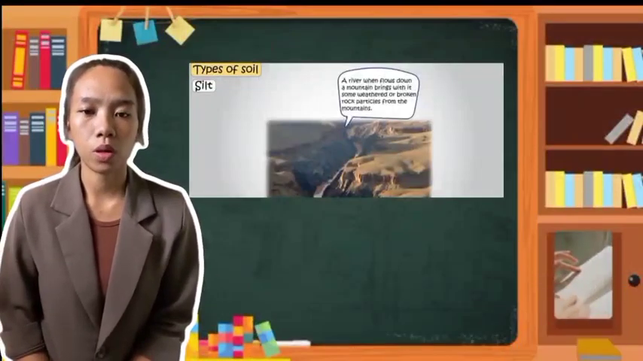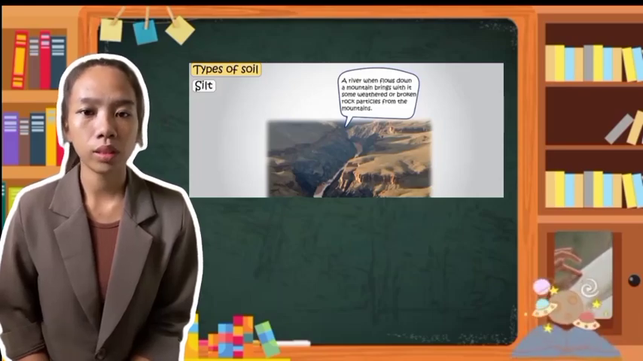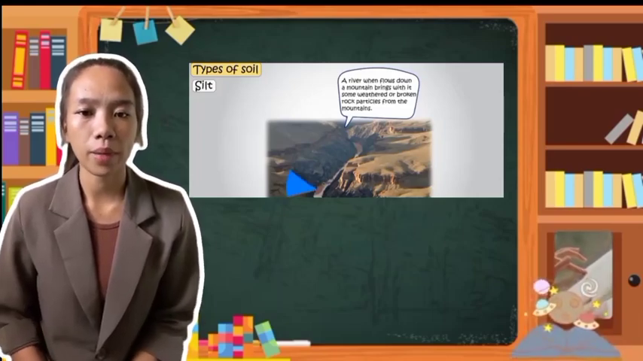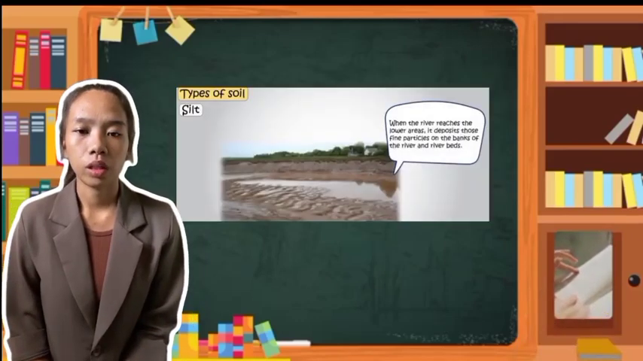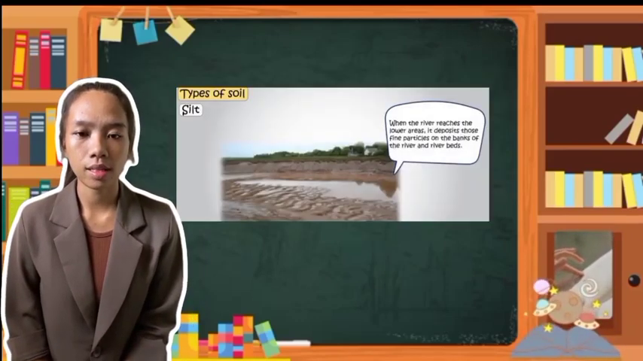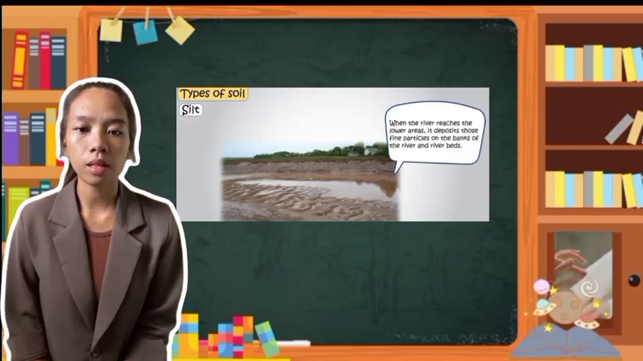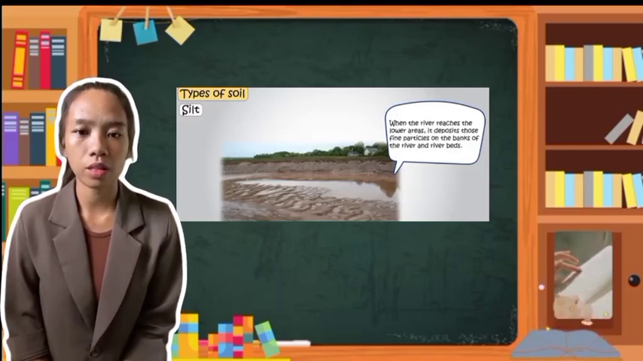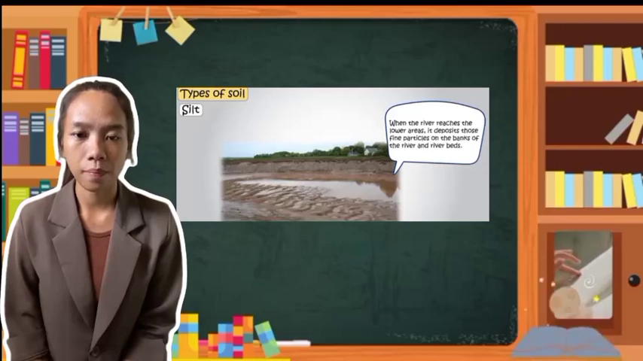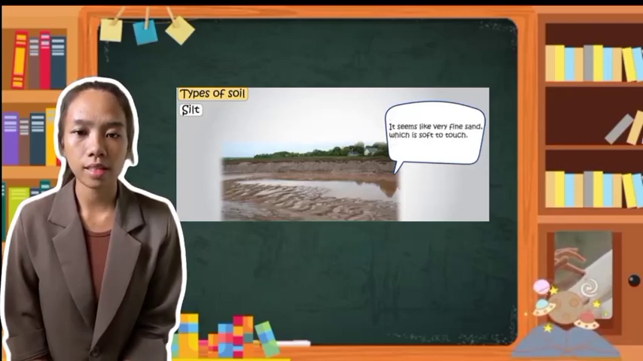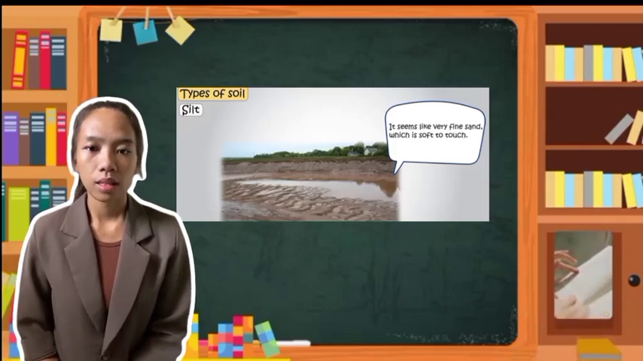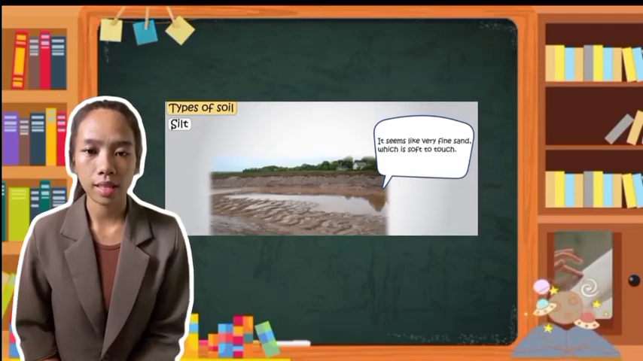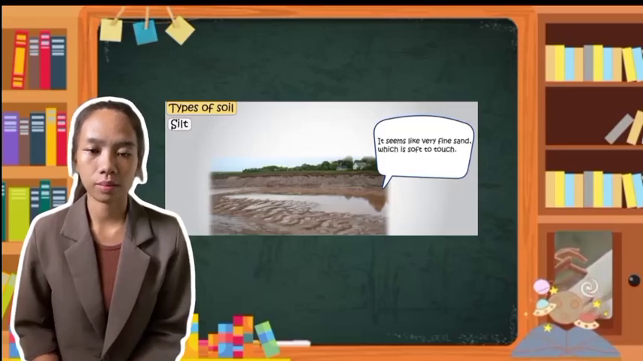A river, when it flows down a mountain, brings with it some weathered or broken rock particles from the mountains. When the river reaches the lower areas, it deposits those fine particles on the banks of the river and river beds. It seems like very fine sand, which is soft to touch. This material deposited by the water is called silt.